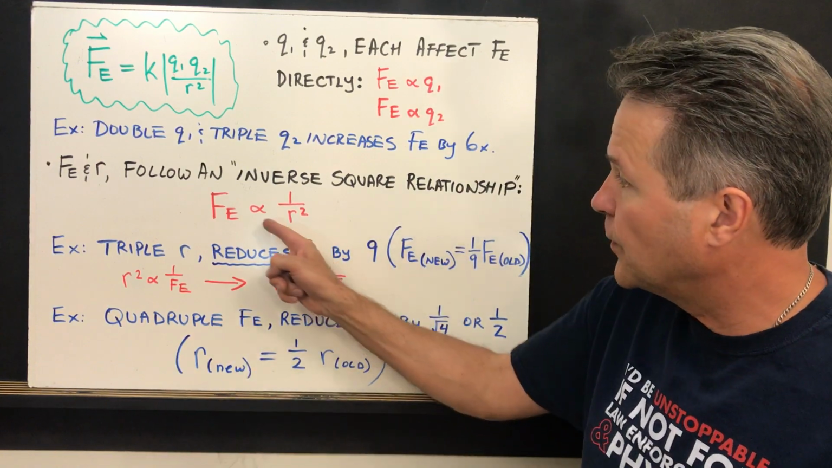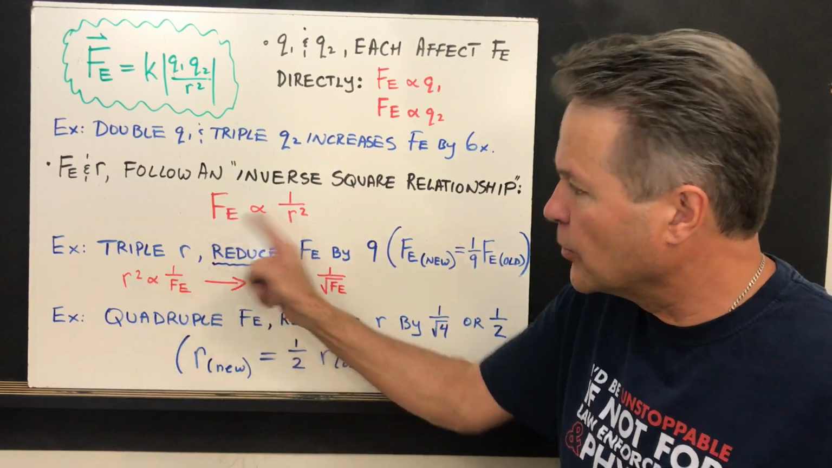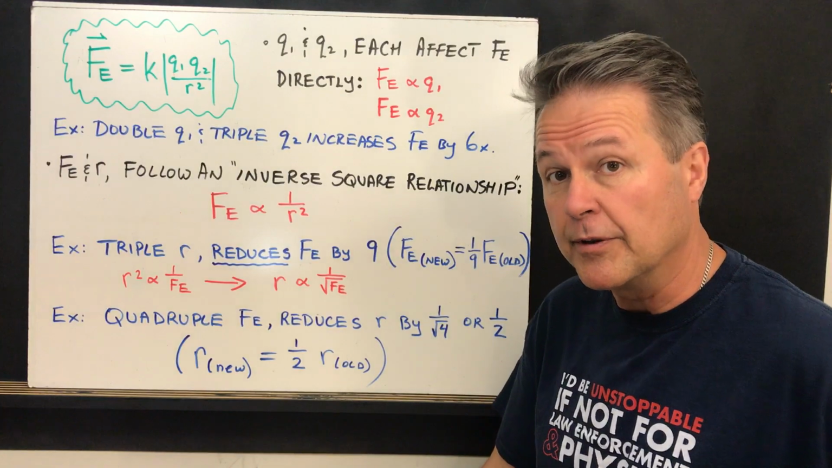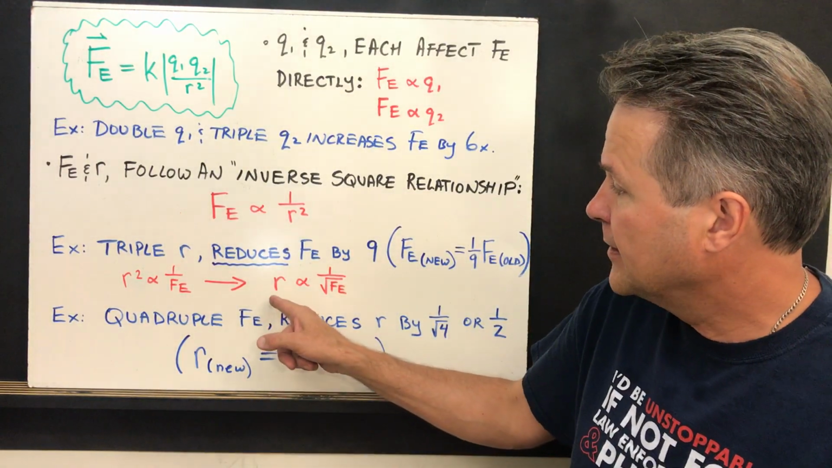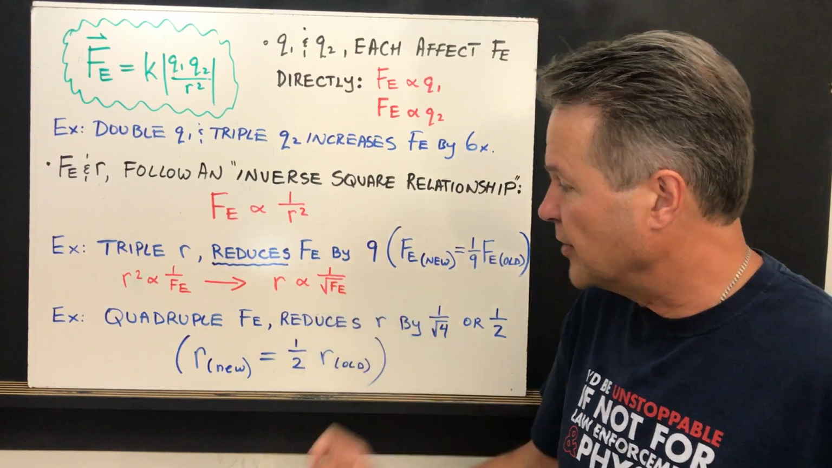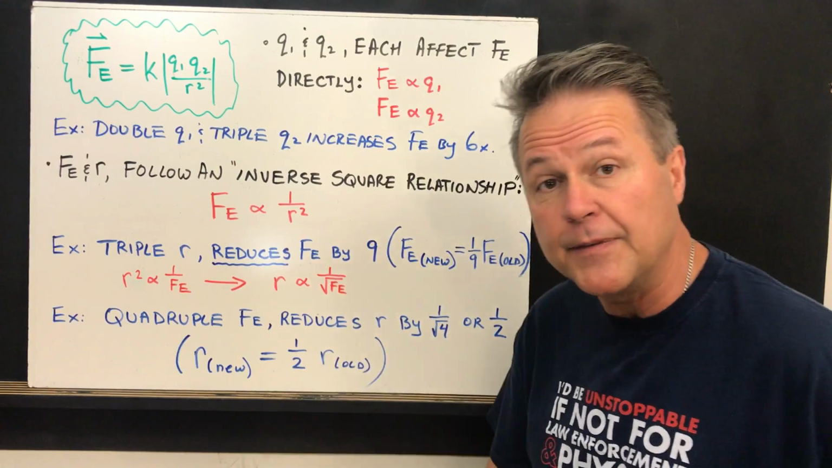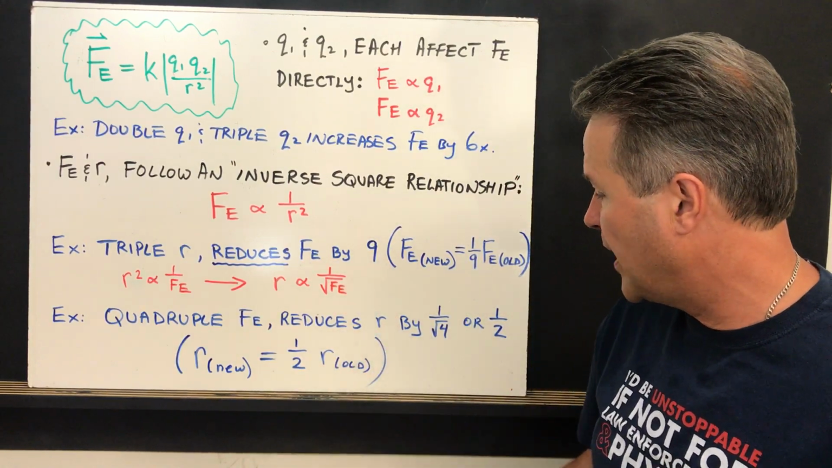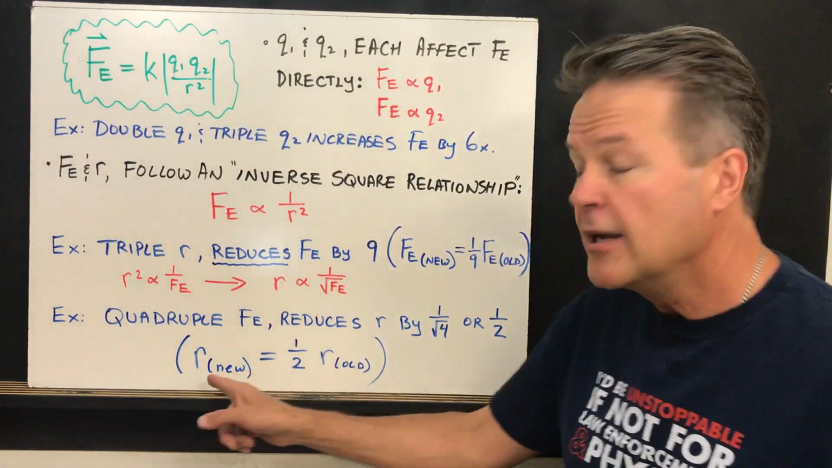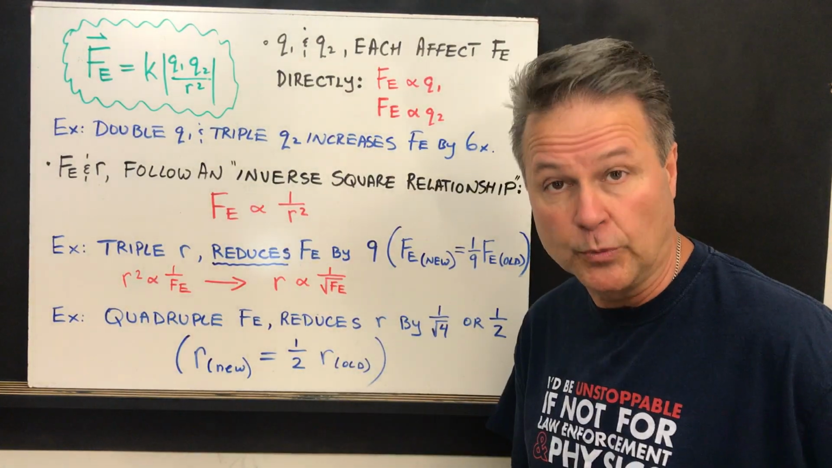Now we can take this formula, that relationship, and rearrange it to read r squared is proportional to 1 over the force. And we can further change that to r is proportional to 1 over the square root of the force. So for example, if we quadruple Fe, that will reduce r by 1 over the square root of 4, which is reduced to 1/2. So the new radius in that case would be 1/2 of the old radius.